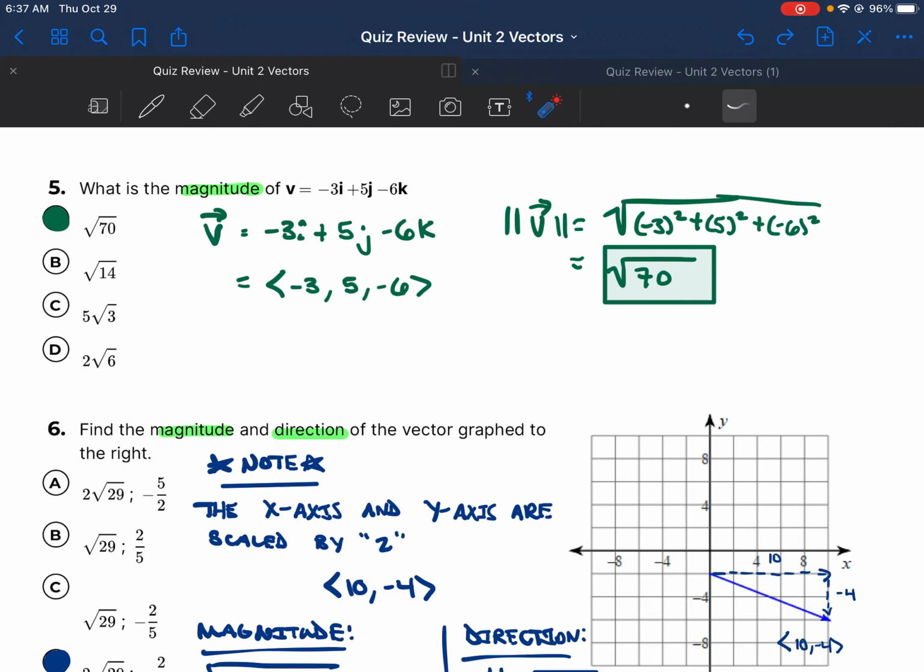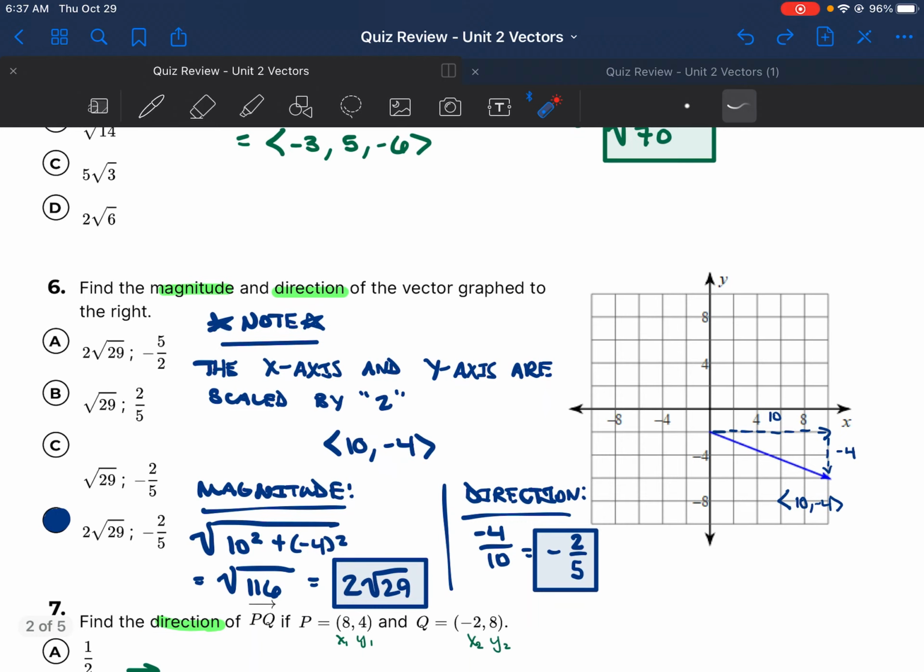Once again, be careful with your negatives. Negative 3 squared is positive 9, 5 squared is 25, negative 6 squared is positive 36. Adding them all together, you get 70, which cannot be simplified since there are no perfect squares that make up 70. So the answer here is simply the square root of 70.